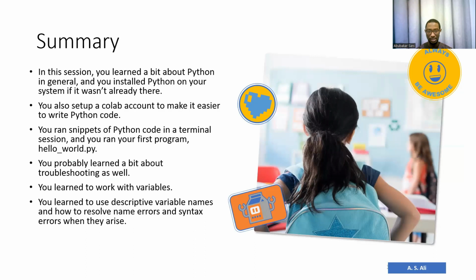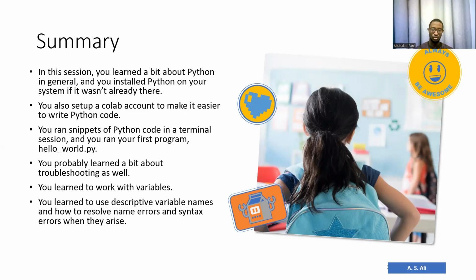Okay, so in summary, what we learned during this session is a little bit about Python and how to install Python on the system if you do not have it set up. We also looked at setting up Colab and how it makes writing Python code easier. We ran some snippets of Python code. We also learned how to work if you have some issues. I've shown you that if you have some issue, you can see the red underline, which you can hover over and see an overview of why the red underline is coming.